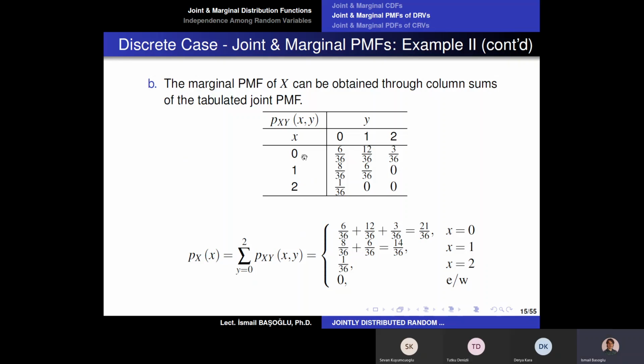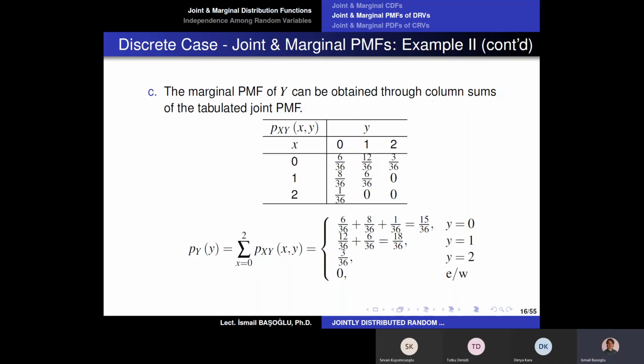So we can do the same for 0 and 2 as in this case. And we are calculating the marginal probability mass function of X, where it takes 0 value with 21 over 36 probability, 1 value with 14 over 36 probability, and 2 value with 1 over 36 probability. Now, similarly, the marginal probability mass function of Y can be calculated by taking the column sums.